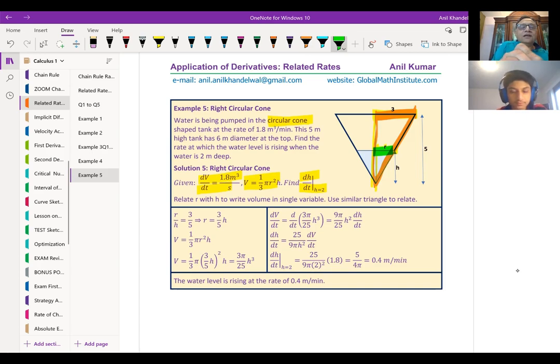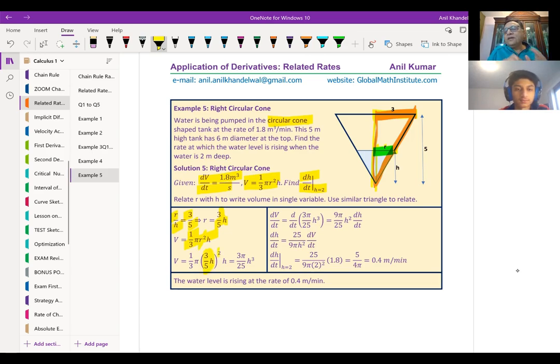And so we have our equation r over h is 3 over 5. So we have related r and h, right? R is equal to 3/5 of height. And therefore, in the formula, which was 1 by 3 pi r square h, I replaced r with 3 by 5 h. Do you see that?